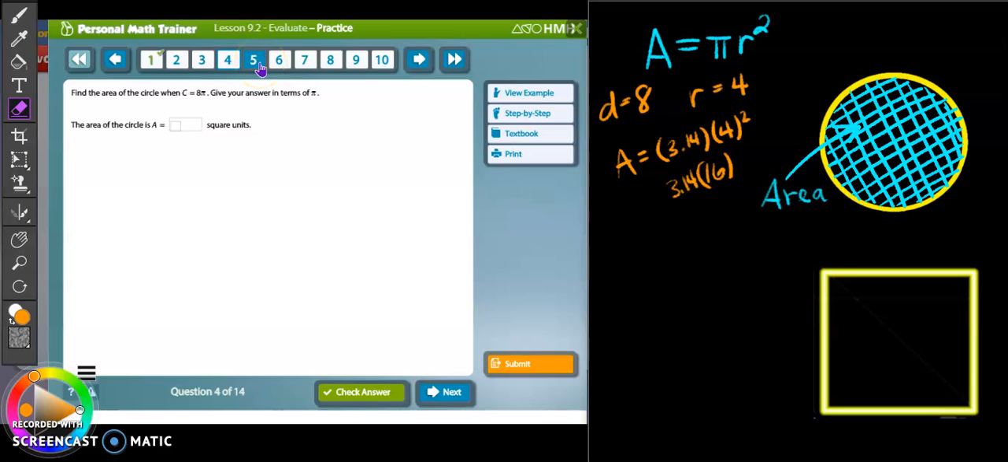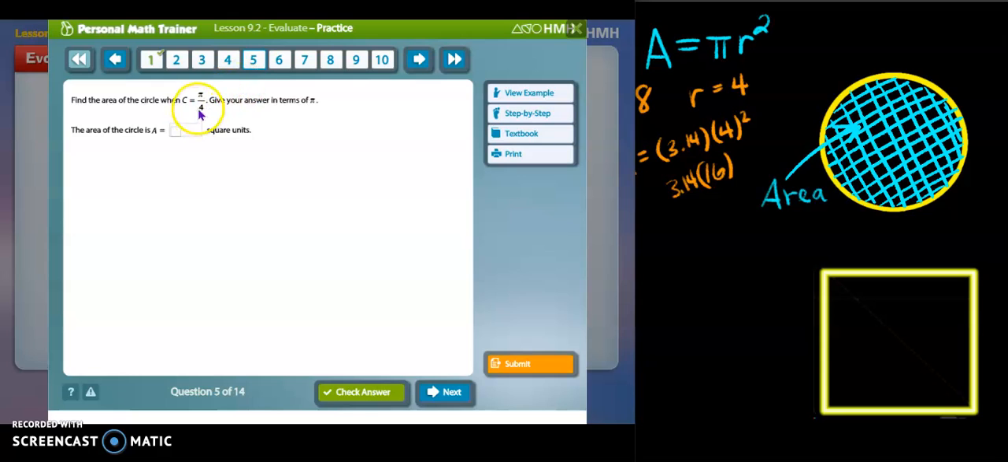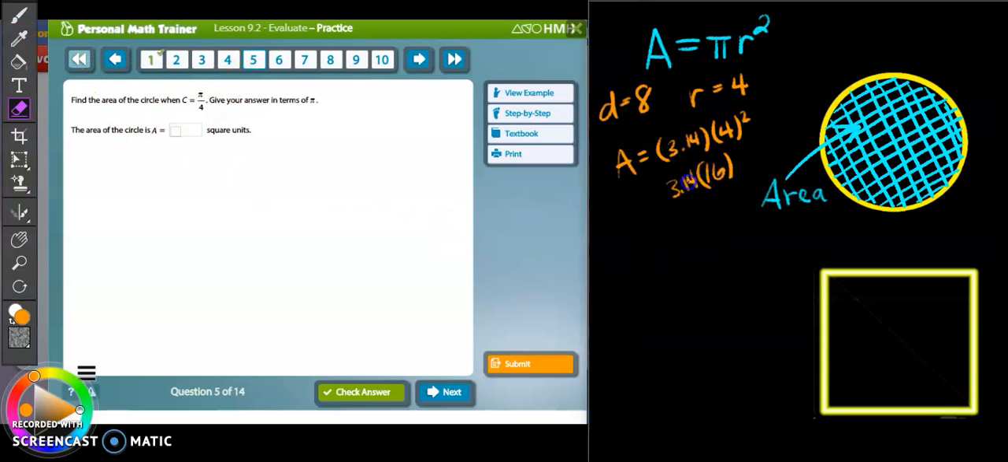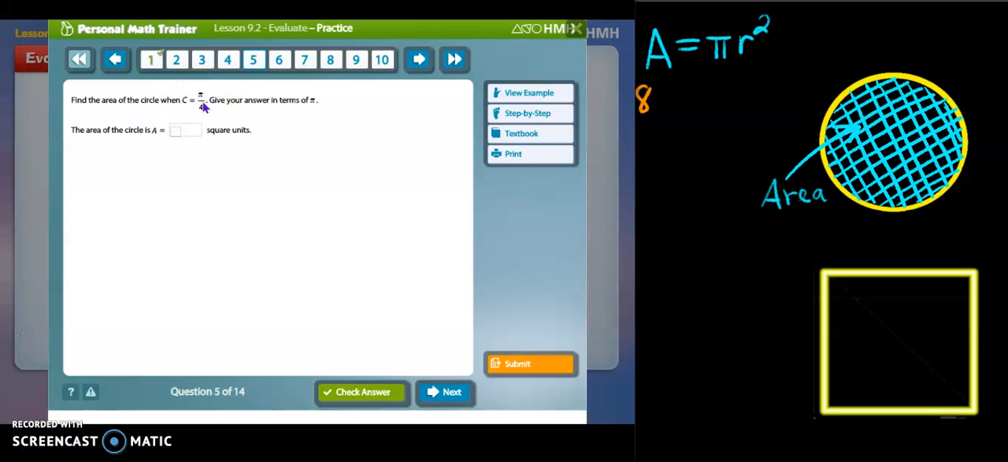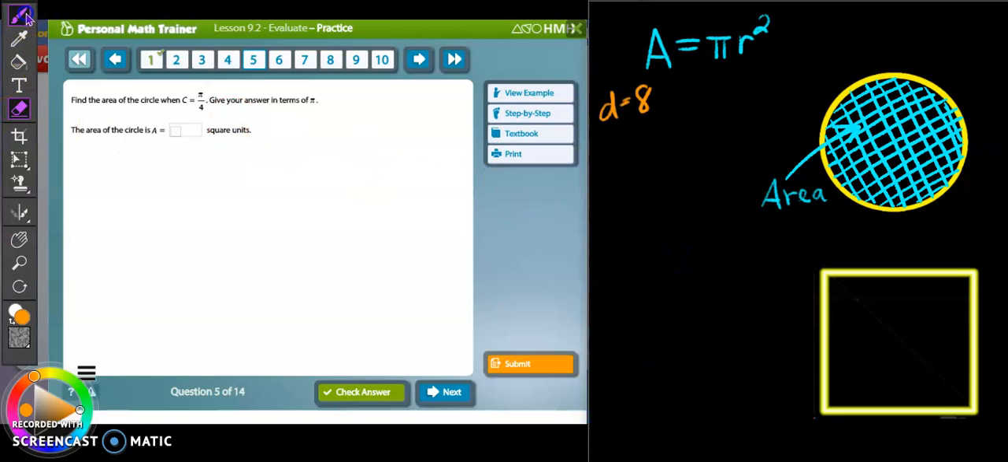So let's take a look at number 5. I'm not going to give you the answer on that. So 5 is very similar. They're telling you the exact same thing. So this time they're telling us c equals pi over 4. And again, pi is part of the formula, so that means this 4 in the denominator here is going to help us figure out what the diameter is.